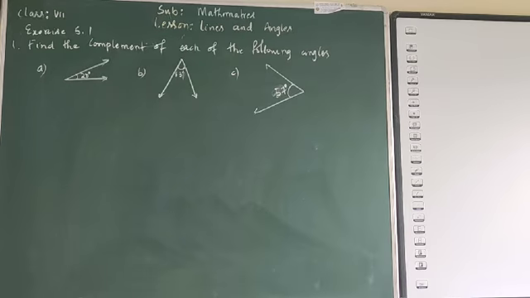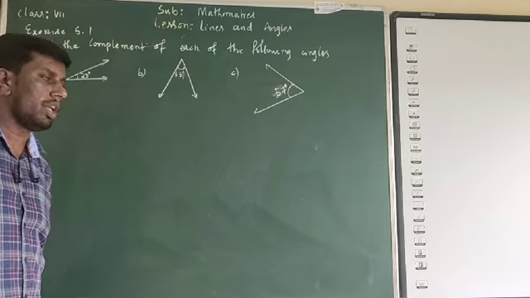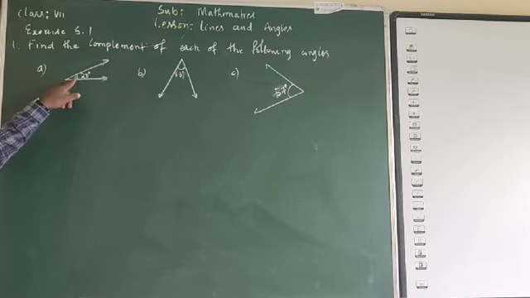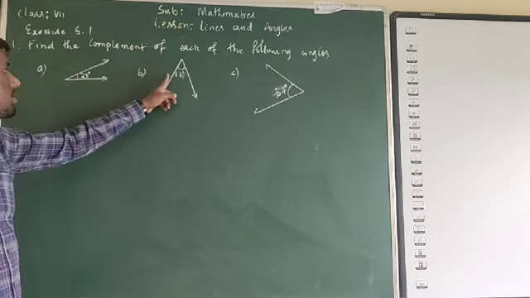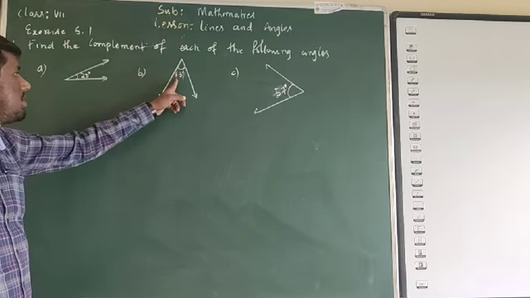So the question is, exercise 5.1, first question: find the complement of each of the following angles. Question A is 20 degrees, B is 63 degrees, C is 57 degrees. For each of these angles, I should find the complement. So what is the complement of 20 degrees?